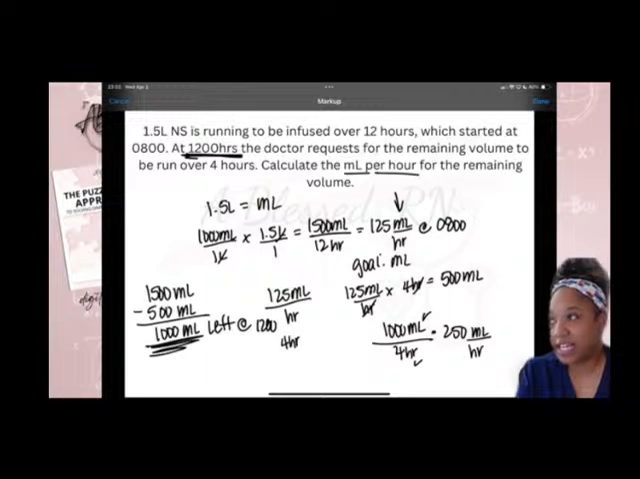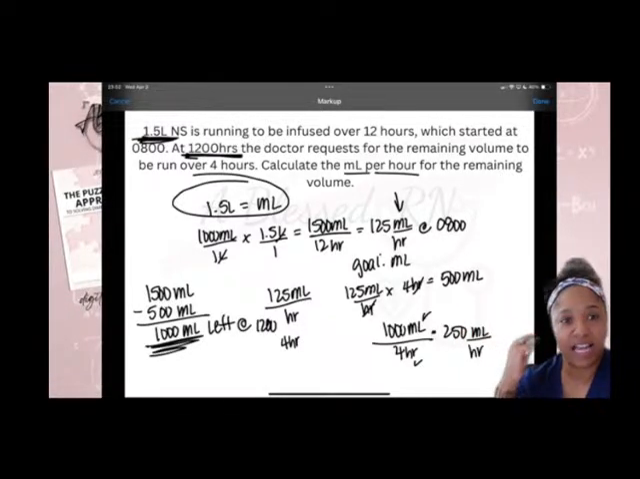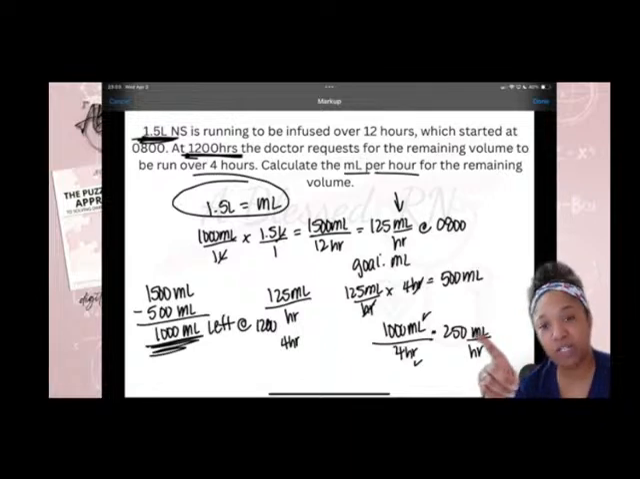Alice, where did I get 1,500 from? So you see how we have 1.5 liters? I converted that to milliliters. That's your starting amount. So what did we do on this one? You've got an IV. It's supposed to be this much volume over this much time. We started it at 8 o'clock. So we need to see how fast we were going to put it on the pump. I converted my liters to milliliters because on pumps, they're milliliters per hour. So that was 125 milliliters per hour.